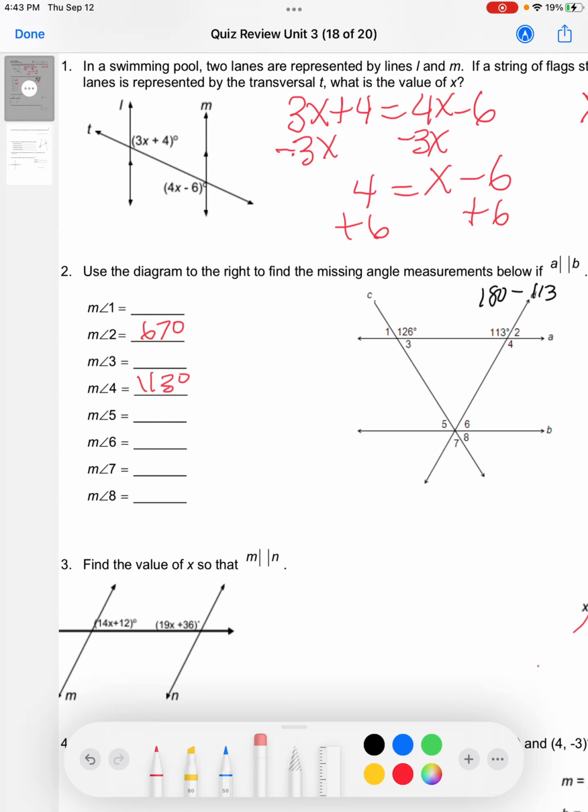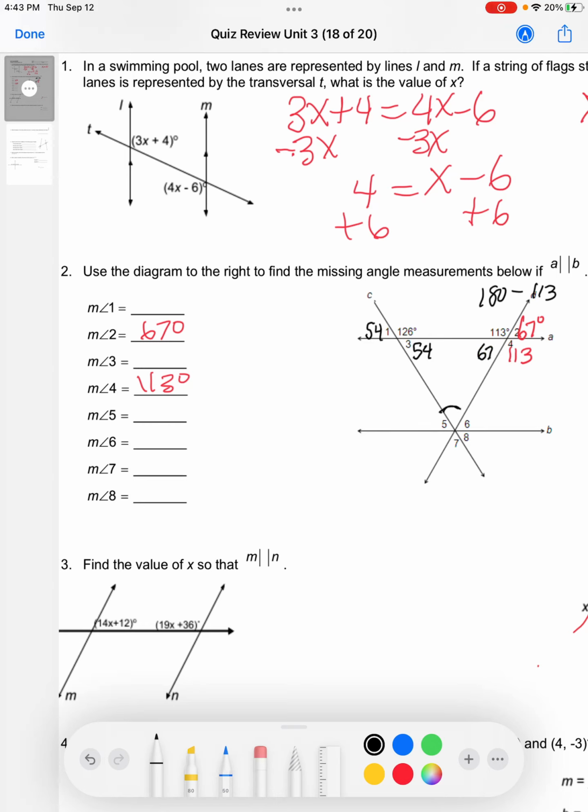Let me erase some of these markings here. There's a lot going on this page. So that would be 67 and 113. Across the top, this is also 180 degrees, so I'm going to do 180 minus 126, and that'll give me angle 1, which is 54 degrees. Angle 3 is also 54 degrees because it's vertical angles. That makes this 67 degrees.